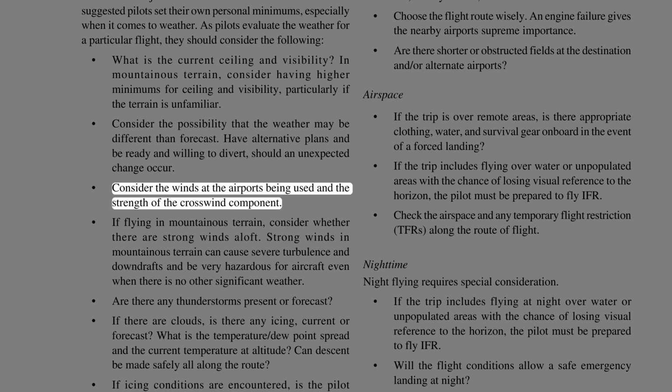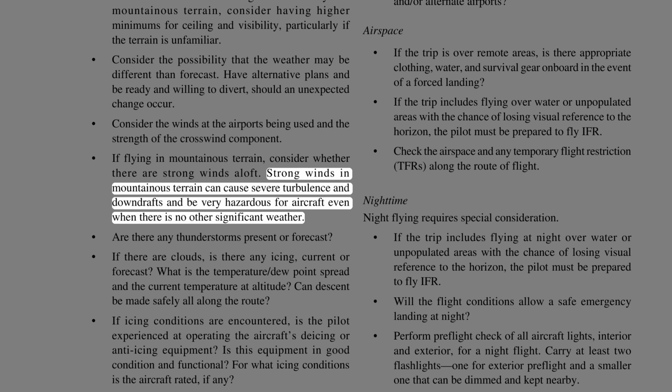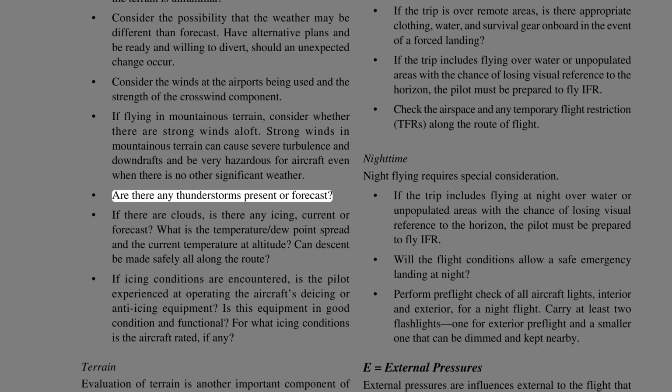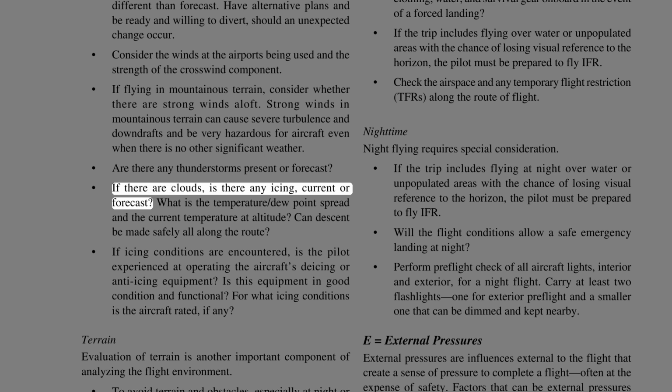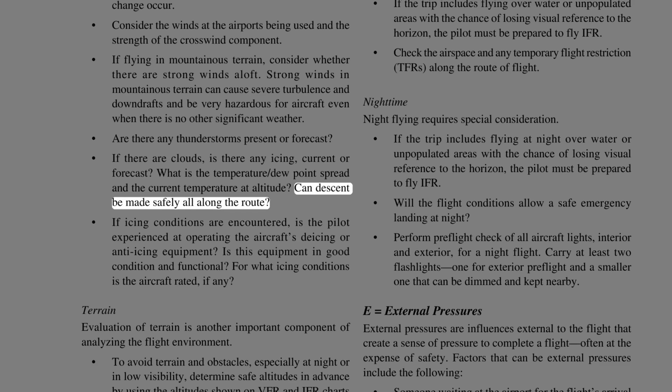Consider the winds at the airports being used and the strength of the crosswind component. If flying in mountainous terrain, consider whether there are strong winds aloft. Strong winds in mountainous terrain can cause severe turbulence and downdrafts and be very hazardous for aircraft, even when there is no other significant weather. Are there any thunderstorms present or forecast? If there are clouds, is there any icing, current or forecast? What is the temperature-dew point spread and the current temperature at altitude? Can descent be made safely all along the route?